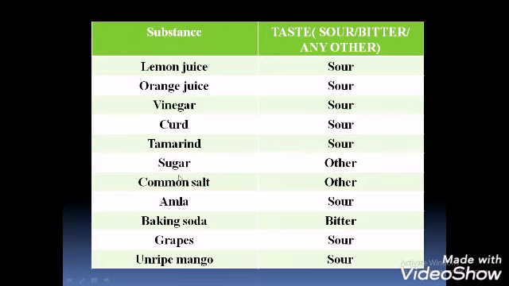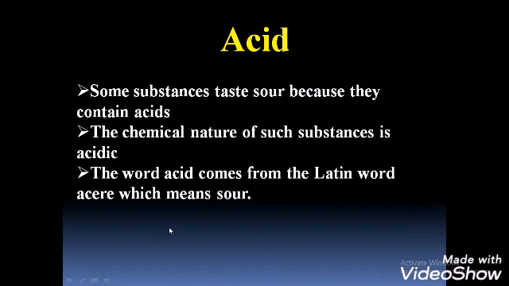But in the case of sugar, what is the taste of sugar? Yes, sweet. Common salt, salty. Then baking soda, bitter taste. You find that some of these substances taste sour, some taste bitter, some taste sweet and some taste salty. So we can say that curd, lemon juice, orange juice and vinegar taste sour. These substances taste sour because they contain what? Acids. They contain acids.